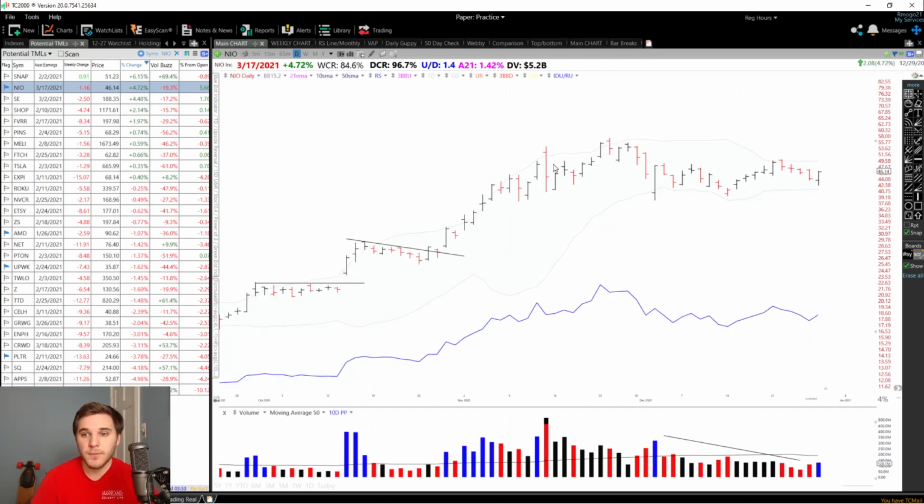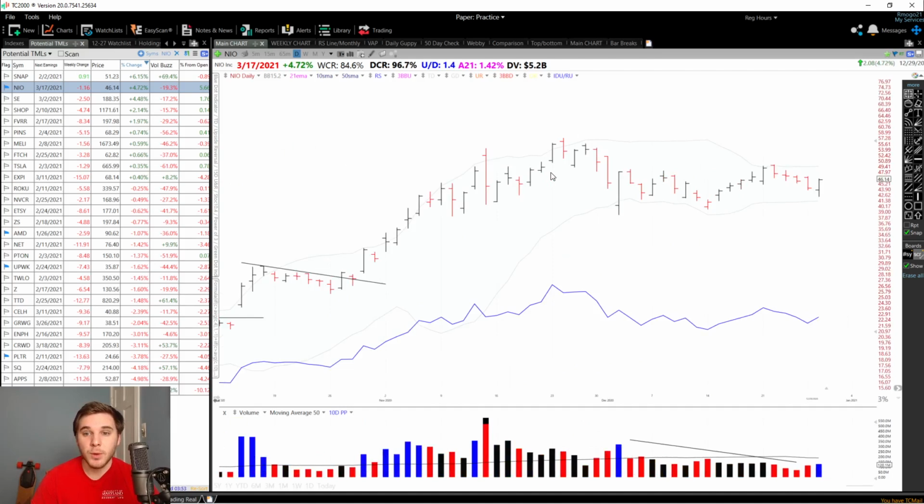So I find these pretty helpful. I don't rely on them. I won't sell just because it becomes extended from these moving averages, but it is something that I'm looking out for once a stock gets way beyond this upper band or way below this lower band right here.